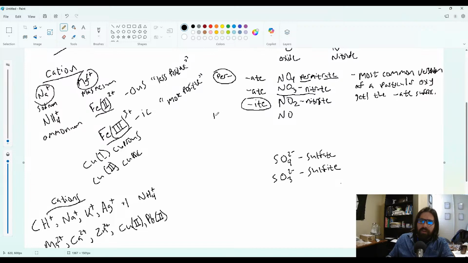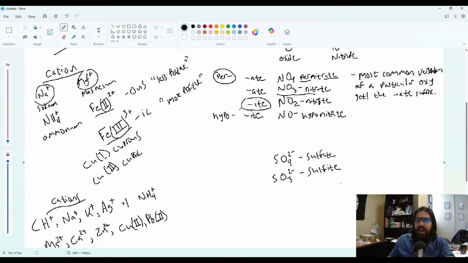On the other side, instead of per, I can have hypo, and that is the prefix that says that it has even one less than nitrite. We still maintain the ite like before, but we add the hypo prefix. So in this case, instead of going nitrite, we take away another oxygen, and that gives us hyponitrite. Okay, hyponitrite. Again, the hypo tells me that there's one less oxygen in this particular oxyanion than there is in nitrite.